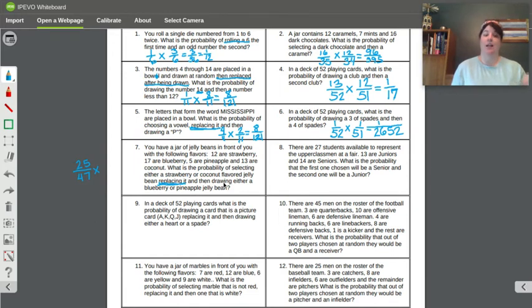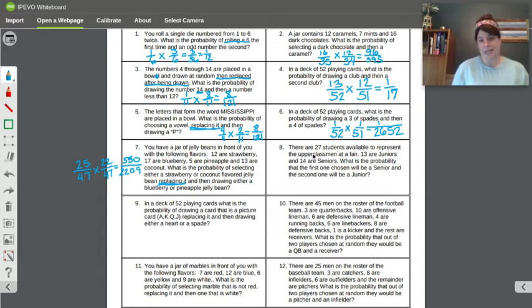And then you're going to pick another jelly bean out and you want it to be blueberry or pineapple. So how many are blueberries? 17. How many are pineapple? 5. So that gives us 22. And it's still 47 jelly beans because you put that one back. So our final answer is a great big fraction. 550 over 2,209. All right. So 550 over 2209 for that one.